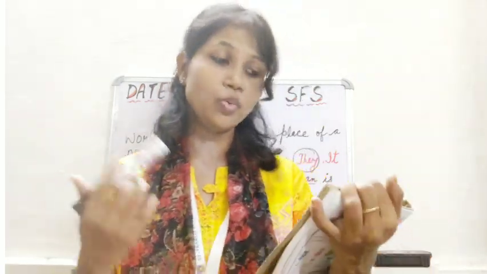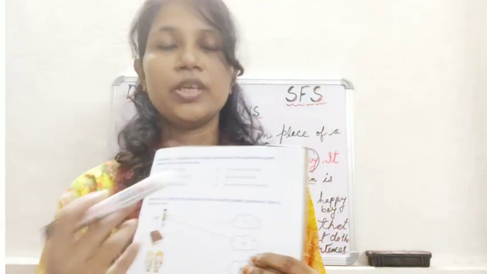Next one, number 4, she plays football. Who is the subject pronoun here? She. The fifth one is they live together. It will be they. And lastly, we are eating breakfast. So here it will be we. So I hope it is clear to you.